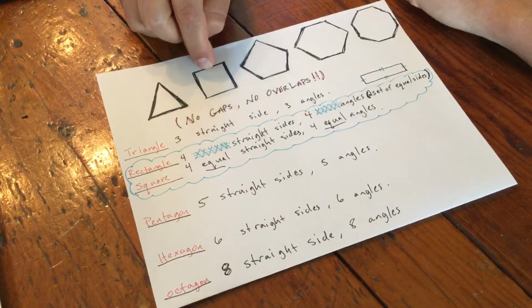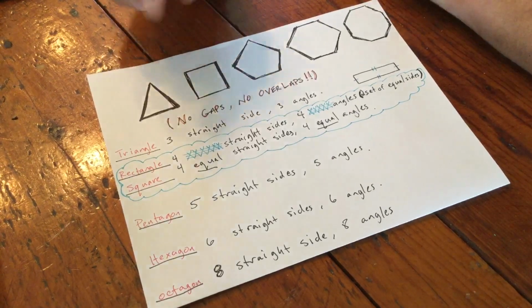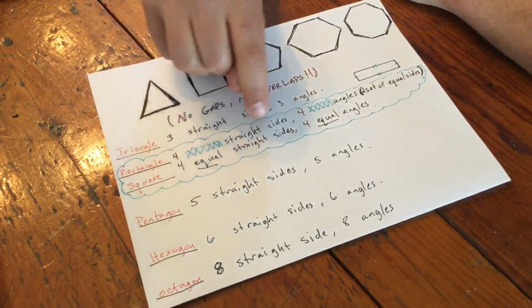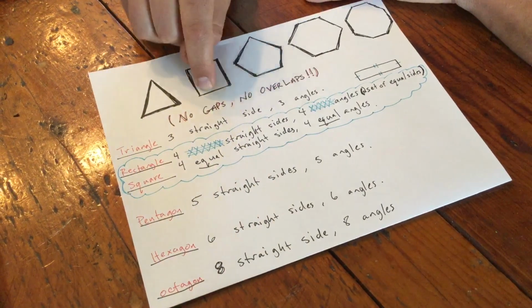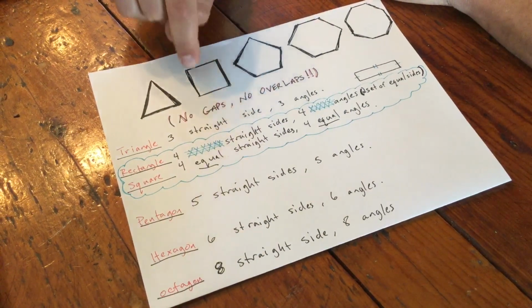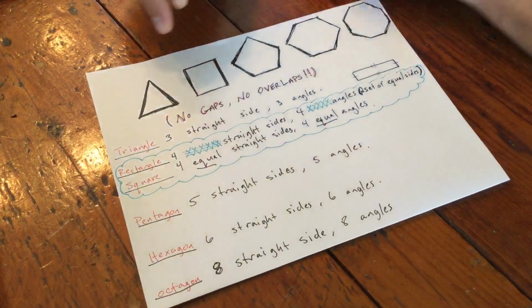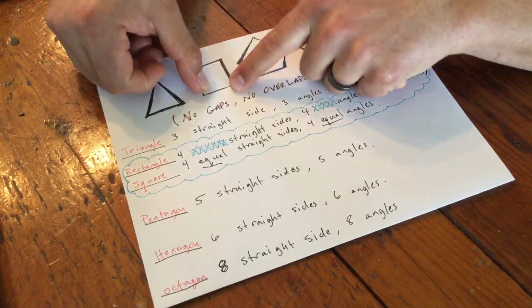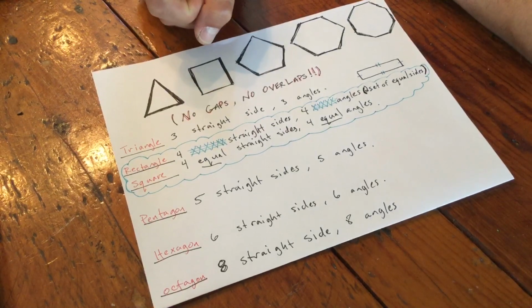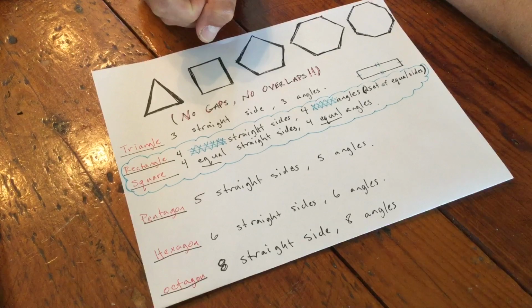Looking at this shape here, is it a rectangle or is it a square? Well, that's where things start to get a little tricky with this unit. So a rectangle has 4 straight sides. This has 4 straight sides. It has 4 angles. This has 4 angles. And it has to have 2 sets of equal sides. Well, this side is equal to this side, and this side is equal to this side. So does it meet all the rules of a rectangle? Yes, it does.